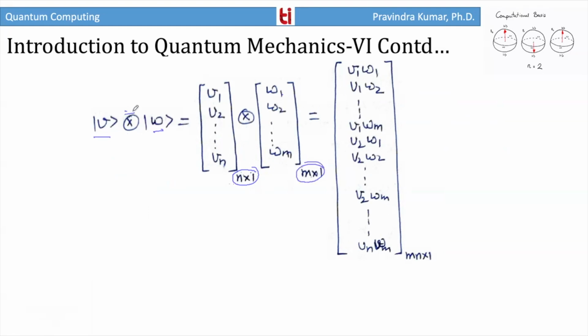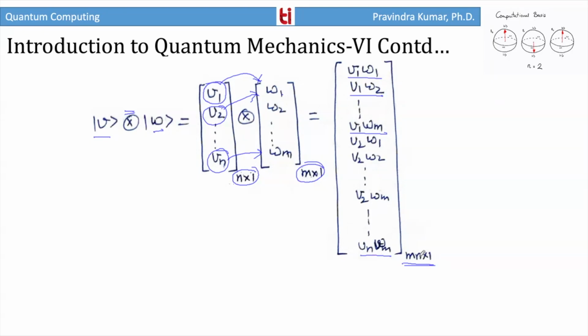Now the tensor product will simply multiply the first element of V with all elements of W. So V1W1, V1W2 to V1Wm. And after this, multiply V2 with all the elements of W. So it is V2W1, V2W2, and so on, and we go up to VnWm. So the matrix of this tensor product will be of size mn by 1. This is a tensor product, and the result is a rank 1 tensor or vector in a larger Hilbert space.